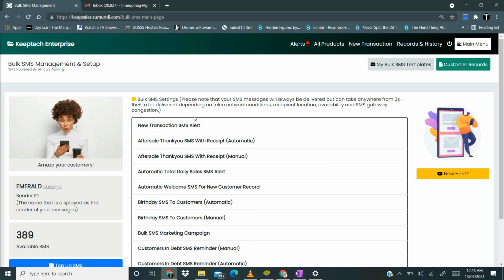So between 3 seconds to 1 hour, when you send a bulk SMS, that is how long it's going to take. You have to expect that it will take that long for your messages to be delivered.